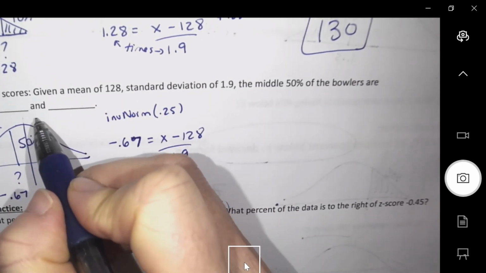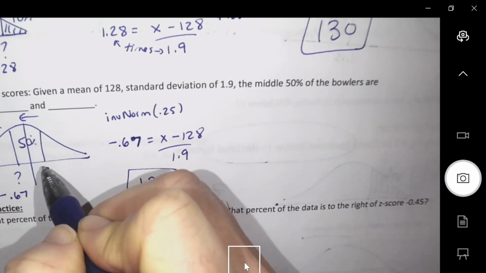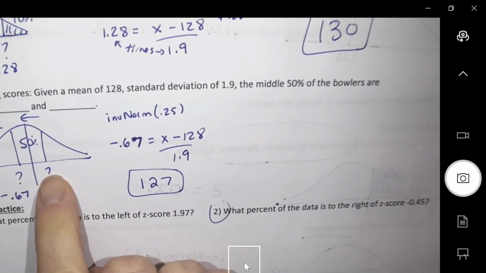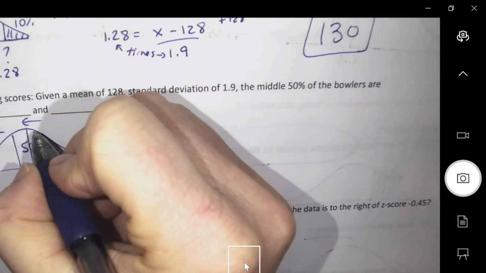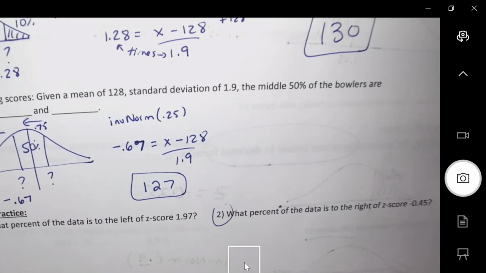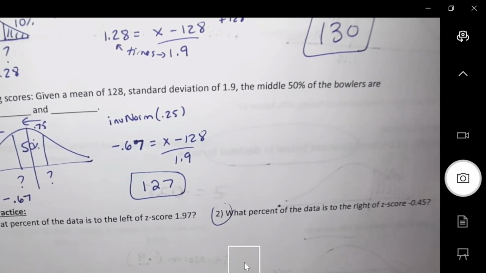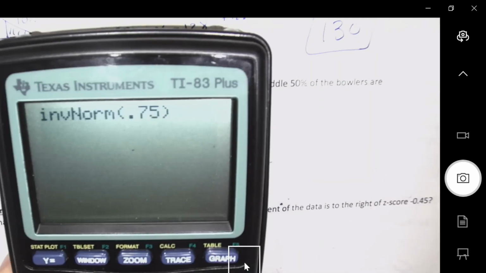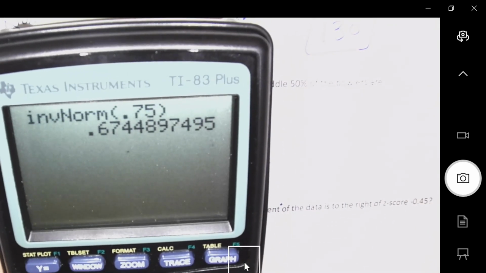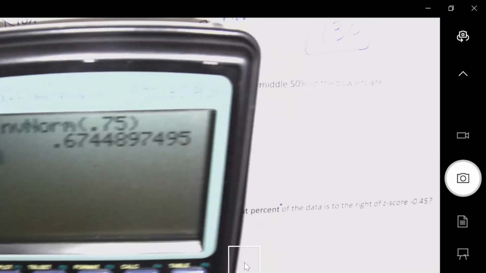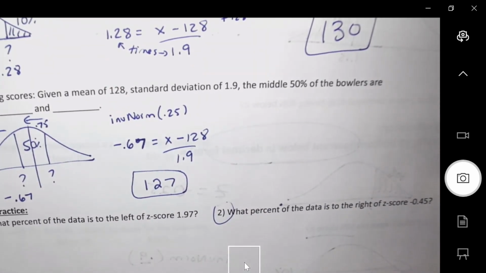Okay, if you are in this position on the curve, how much of the bowlers are below you? What percent of the bowlers are below you now over here? 75%. Okay, so we're inversing norm 0.75. Did you notice 0.67 and negative 0.67? They're like the reflection of each other. Does that make sense on this curve?